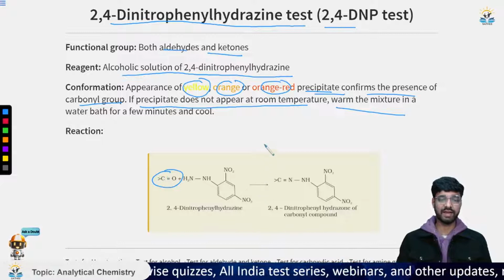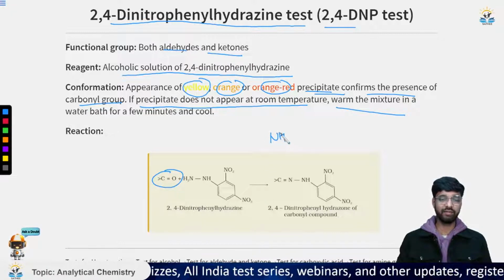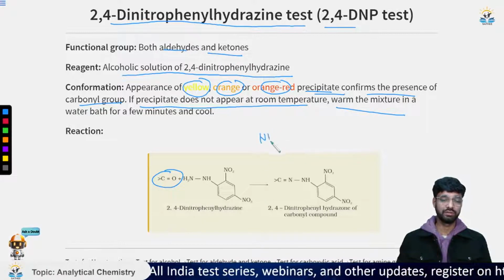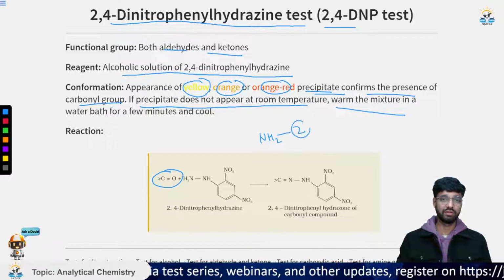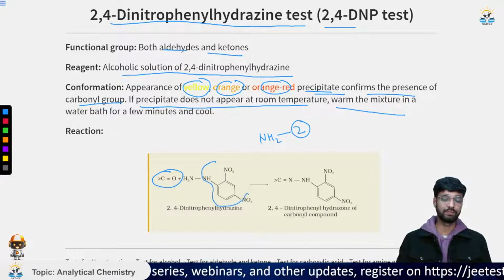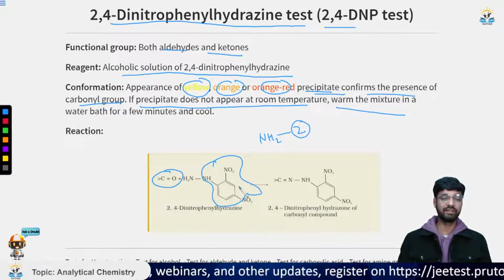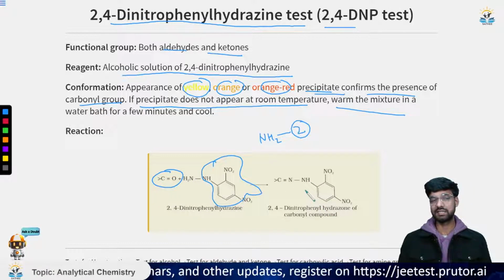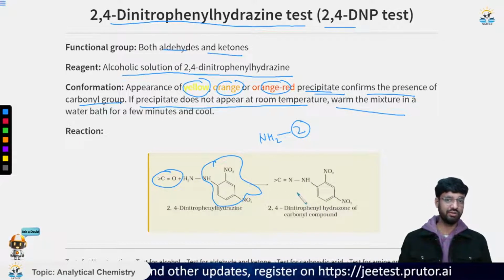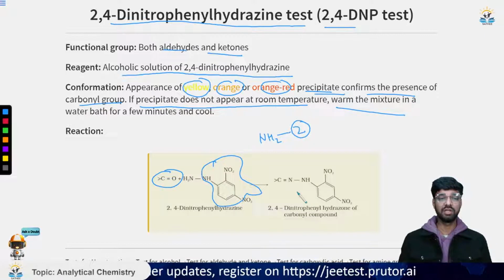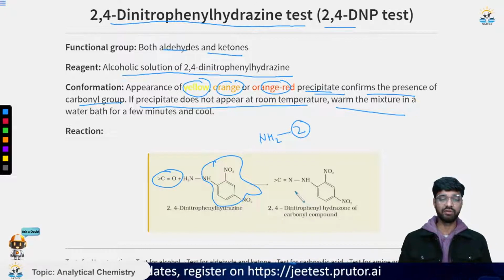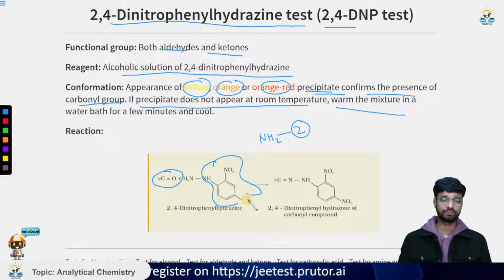So it is a kind of nucleophilic substitution reaction on carbonyl. So we have seen this reaction. We are taking a derivative of ammonia. So this is ammonia, this Z is replaced by this group, and we're reacting it with the carbonyl. We have seen this reaction earlier also. It is basically a nucleophilic substitution reaction with an ammonia derivative, in which Z is equal to this whole group.